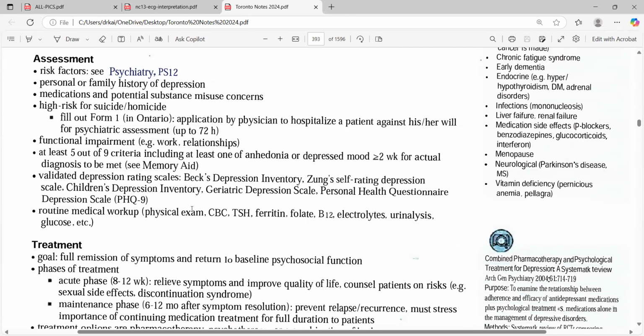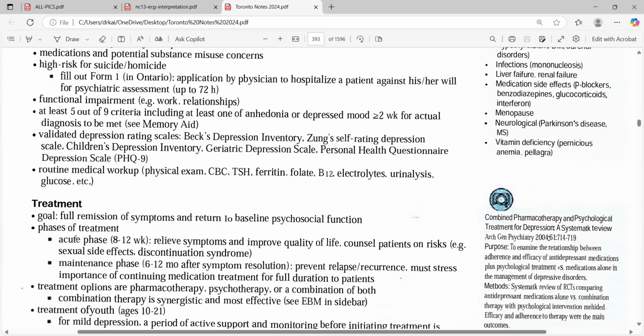Then again, we are going to do the Mini-Cog or the MMSE or MoCA. Then the treatment is basically full remission of the treatment and acute treatment. You have to go for the CBT, then 12-month CBT along with the management, and then how often the antidepressants start working. When are you going to check for that? When are you going to do the add-on therapy? So those all are important.